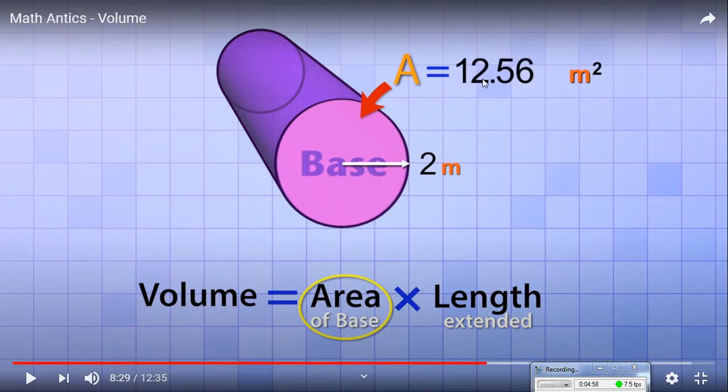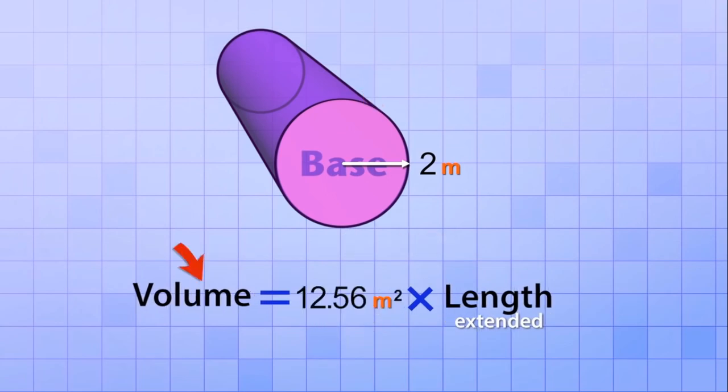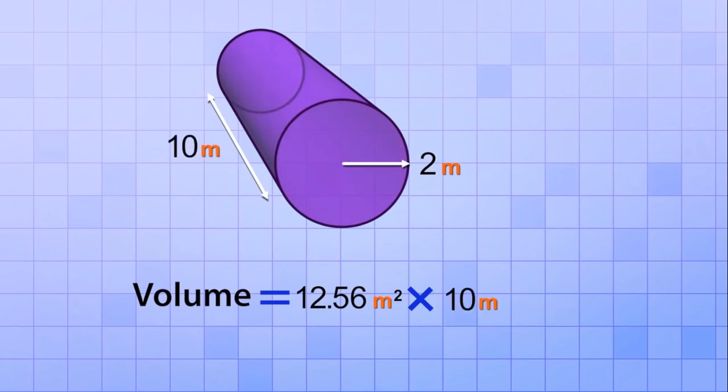Then we multiply by pi, which is approximately 3.14, and we get 12.56 meters squared. I don't want you guys to use 3.14. I'd like you to use the pi button when you do it. We'll talk about it in the notes. Now that we know the area of the circle, to find the volume of the cylinder, we just multiply that area by the length that the circle is extended, which happens to be 10 meters. 10 meters times 12.56 meters squared gives us 125.6 meters cubed. So the volume of this cylinder is 125.6 cubic meters.